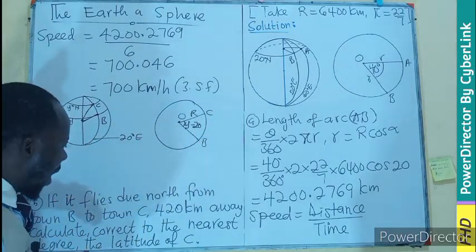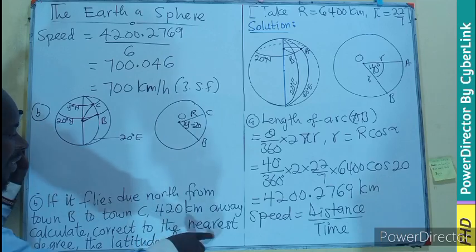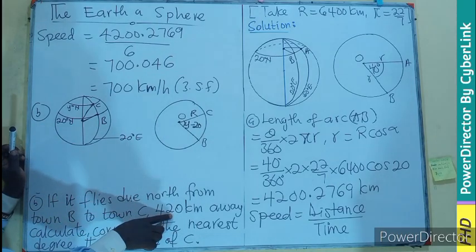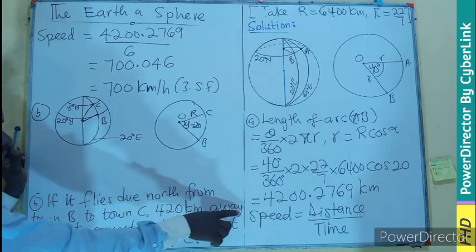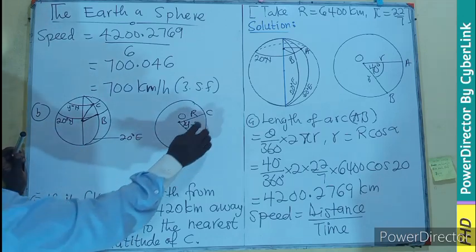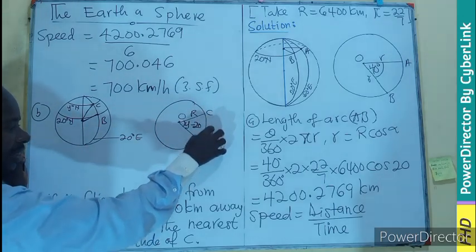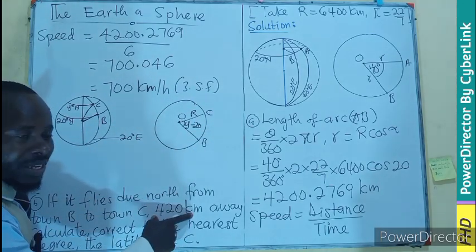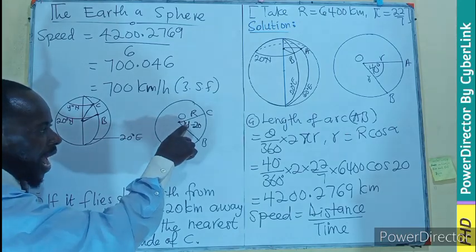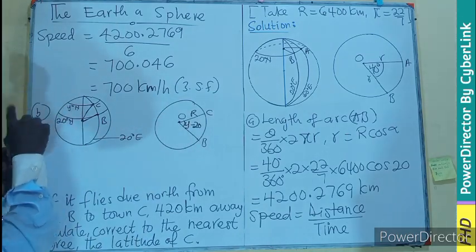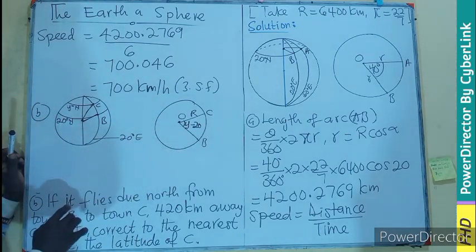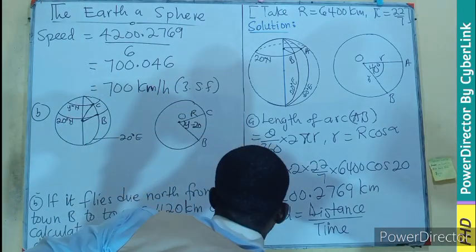B. So now we have been given the distance between them, 420 kilometers away. It means the distance between B and C is 420. What are we looking for? We are looking for the angle y, which is the latitude. So we can do our substitution and see what the y will be.